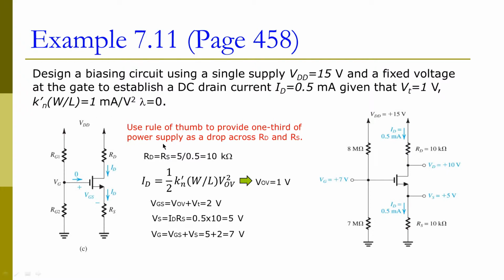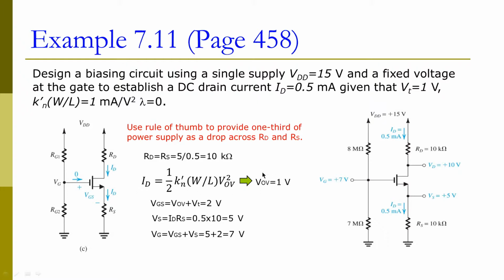We can use a similar rule to what we used in the BJT-based amplifier. So this is the 1/3 rule. Using the rule of thumb, we can provide 1/3 voltage drop across this RD, 1/3 voltage drop across the transistor, and also 1/3 voltage drop across the source resistor here. With this rule of thumb, we will be able to calculate our RD and RS. So 1/3 will give us 5 volts voltage drop on each component, and then we can calculate our resistance here, which is 10 kilo ohm.